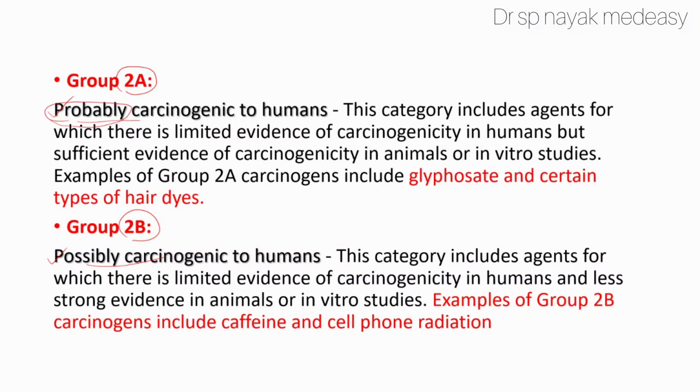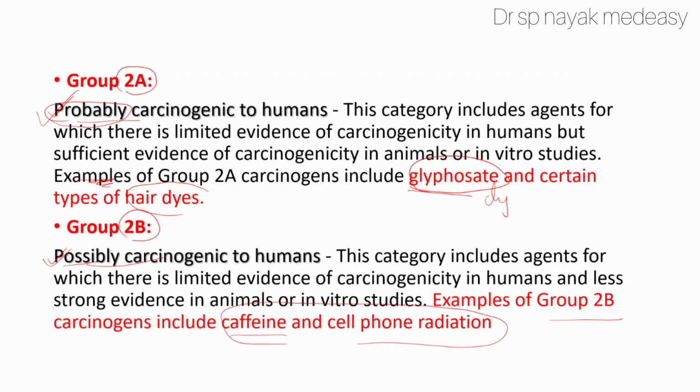There is risk here. So examples of group 2A are glyphosate and certain types of dyes. All types of dyes will come here: paints, dyes, and all. In that, glyphosate is a very important agent in 2A. And in 2B, these are possible. These have probability, and these have possibility. And in group 2B, we have caffeine and cell phone radiation.